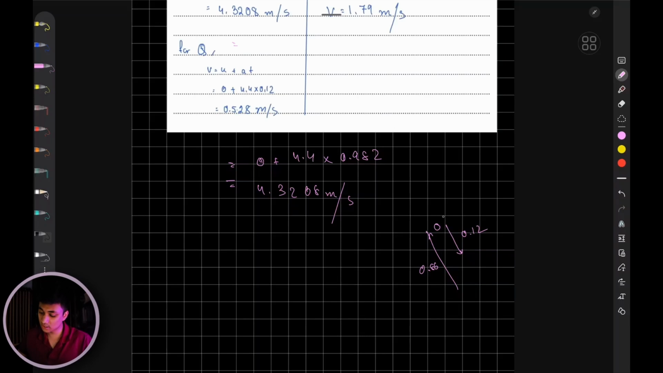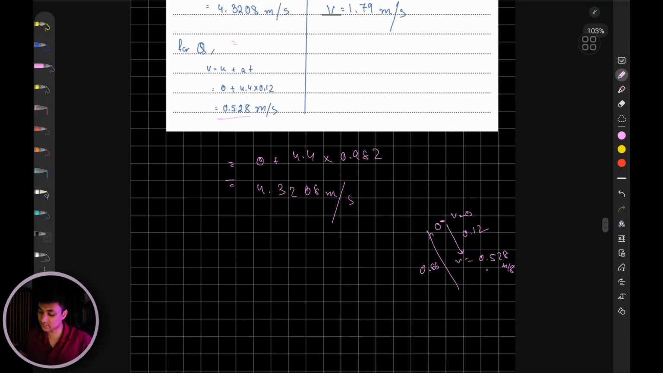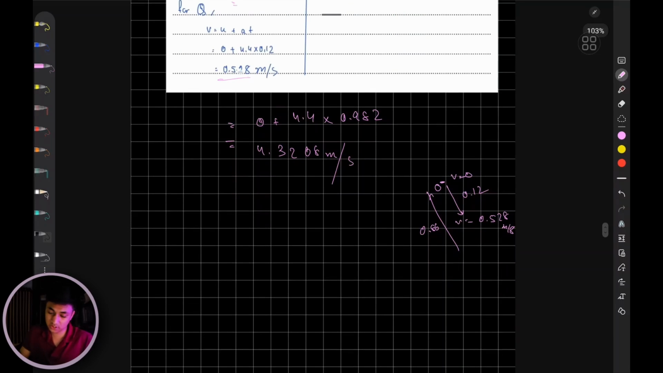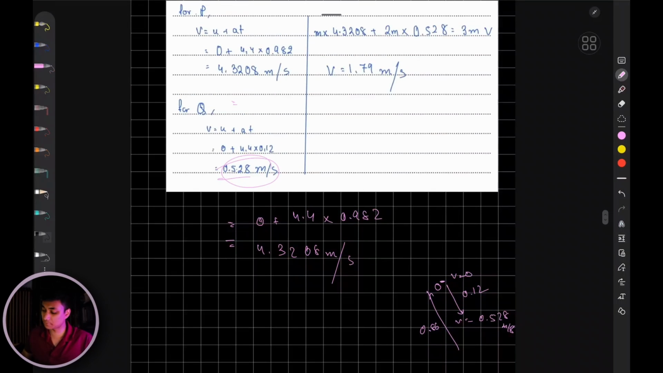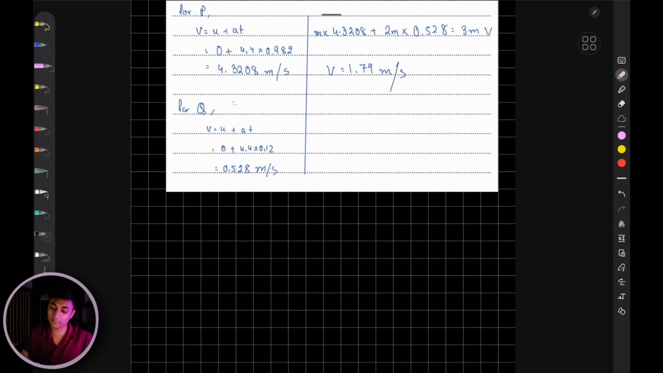So I'm considering from this point, that is v is equals to 0, to v is equals to 0.528 meter per second. From this position till this position, 0.12 seconds, what is the velocity gained? It's going to be 0.528 meter per second. That is the velocity of Q. That is where they come in contact.